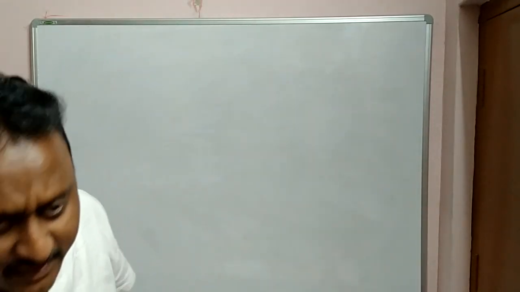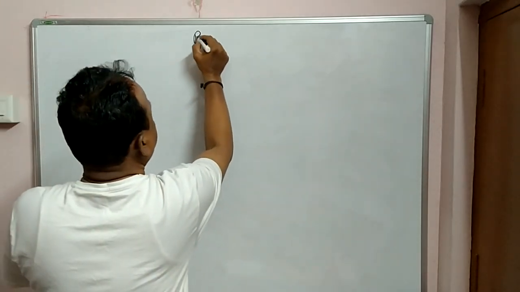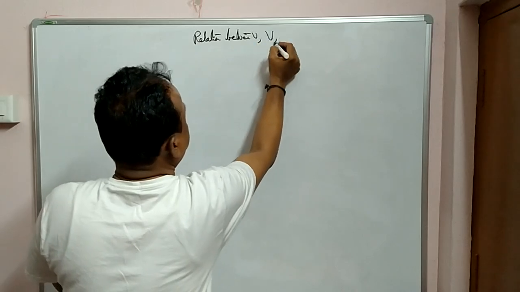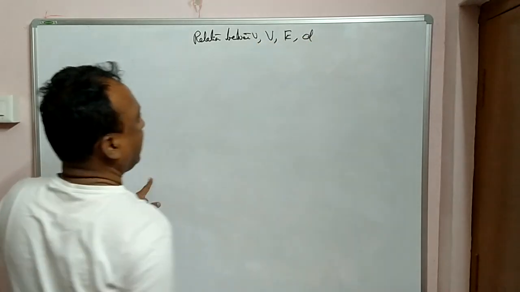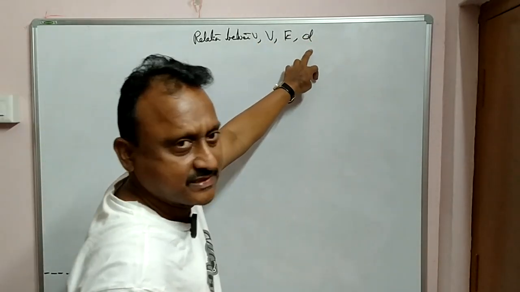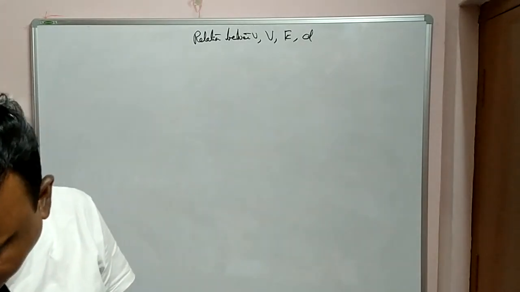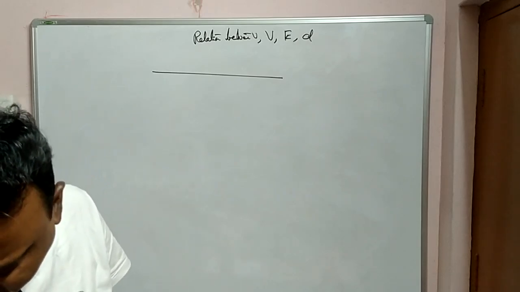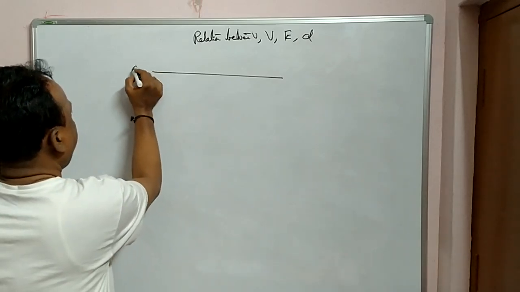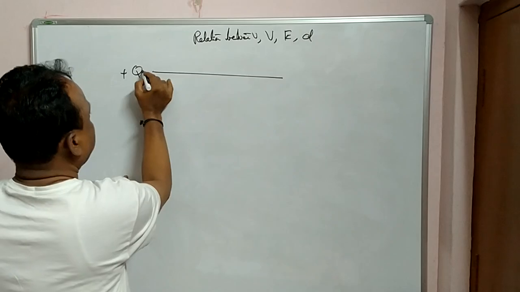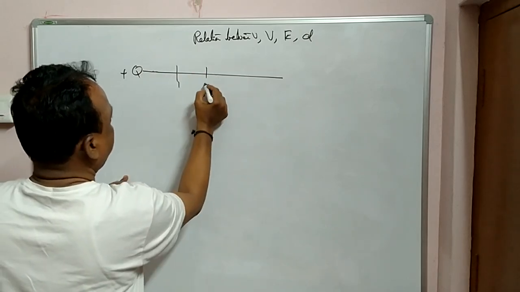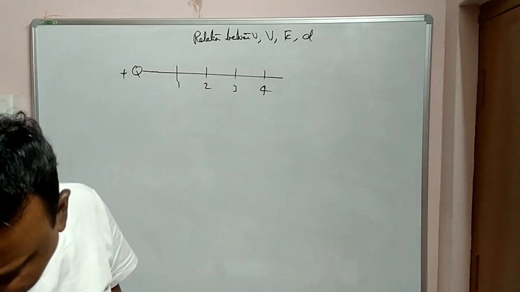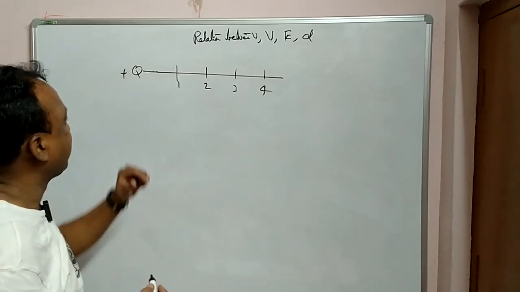Okay. Now let us go to the relation between V, E and D: electric potential, electric field intensity and distance. For this, let us take 2 points. Let a positive charge be here. Let this charge be at 1, and some points 2, 3, 4 are there. So 1, 2, 3, 4, some distance I have taken.